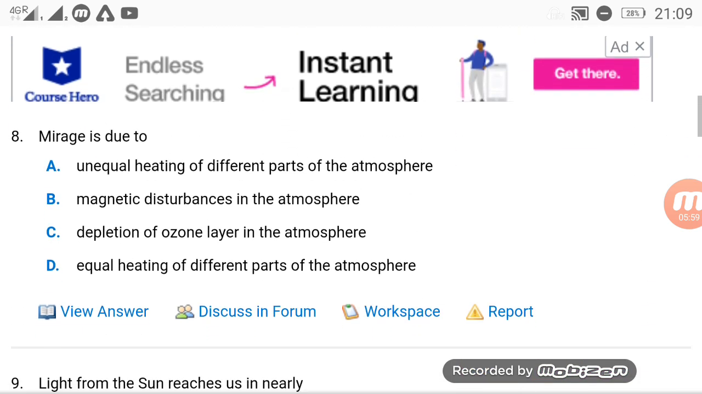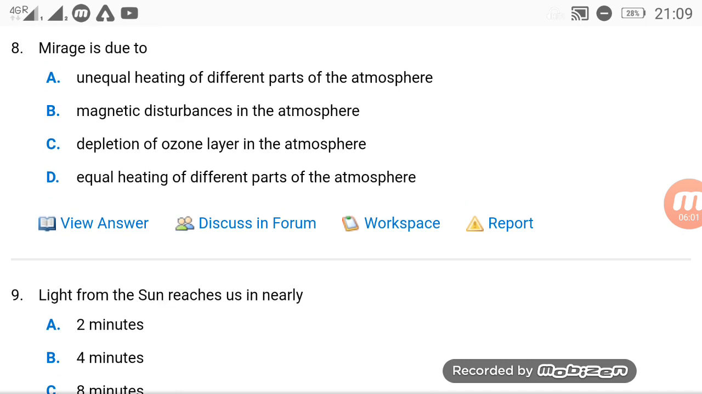So our next question is: mirage is due to what? Mirage, friends, is that sort of illusion that basically happens during the summer days in the desert, and this is because of refraction. First of all, I would like to tell you the options. Option A is unequal heating of different parts of the atmosphere.